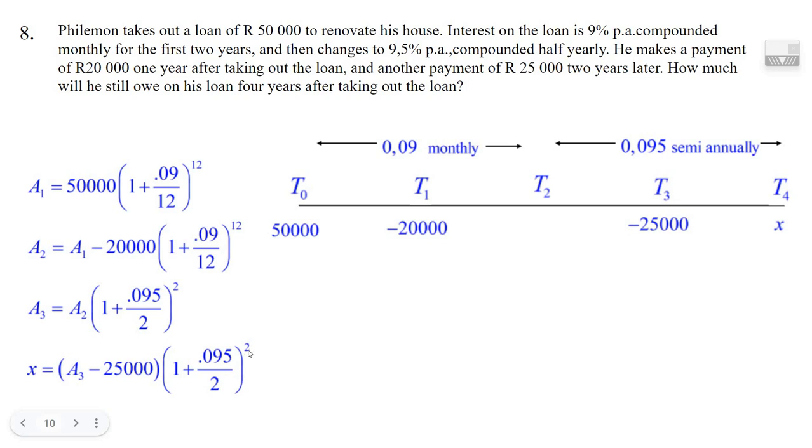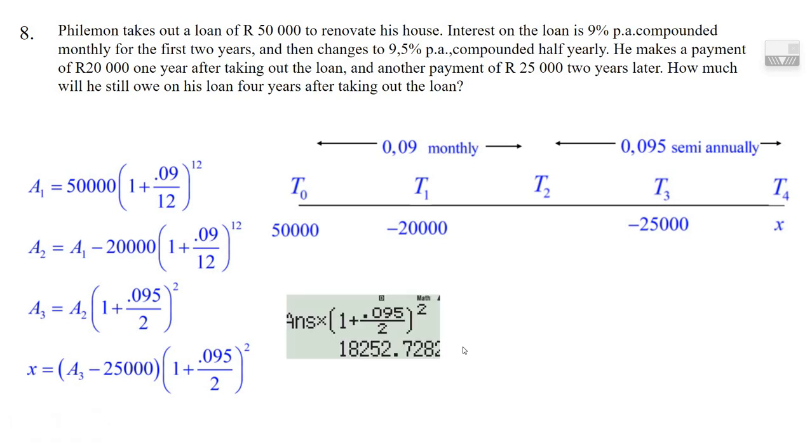See, so it's 1 year is 2, and that's 1 year is 12. And you put that in your calculator, and you get the same answer. That's exactly how much money you'll owe at the end on the loan. That's what X equals. X equals 18,252 Rand and 73 cents. The same way as that other way.